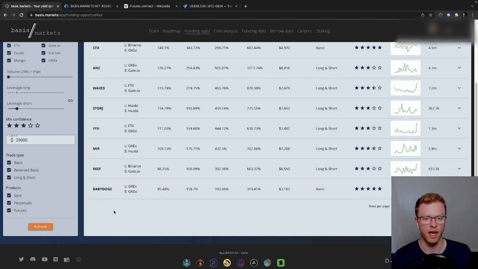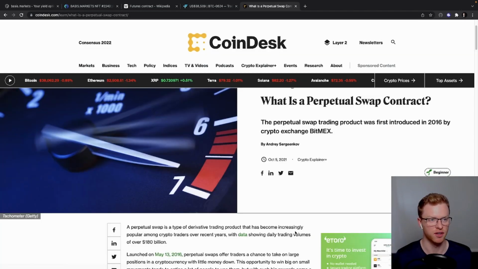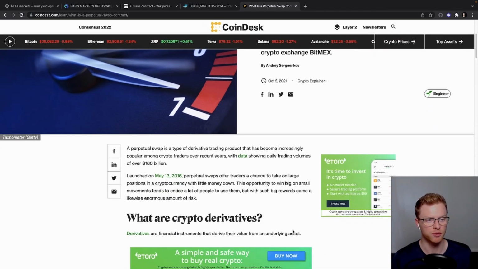Okay, so the next one we have is perpetual futures contracts. Our friends at CoinDesk have written an article here on what is a perpetual swap contract, what is a perpetual futures contract. A perpetual swap contract is a type of derivative trading product that has become increasingly popular among crypto traders, and daily trading volumes recently have been over 180 billion US dollars. They were launched in 2016.